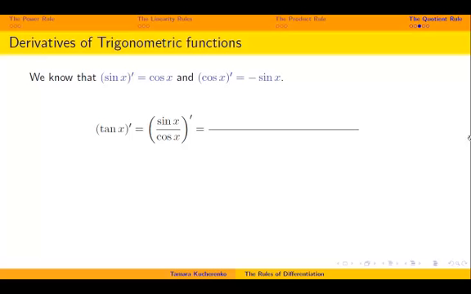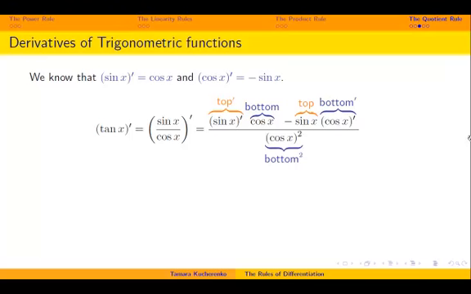which is, by the quotient rule, the derivative of sine times cosine minus sine times the derivative of cosine divided by the cosine x squared. The derivative of sine x is cosine x, and we multiply by the cosine x, minus sine x times the derivative of cosine x, which is negative sine x, and the denominator is still cosine squared x.